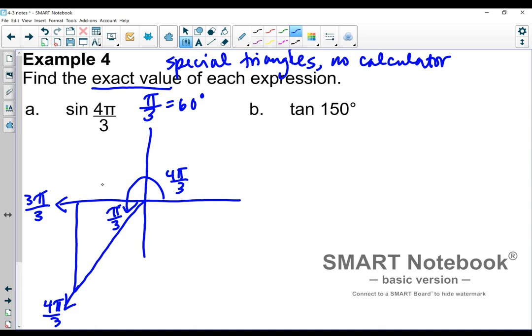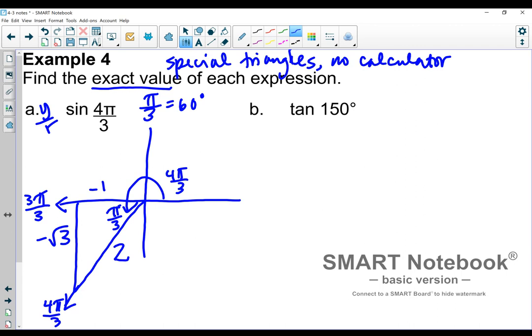So across from the 30 is a 1. The hypotenuse would be a 2, or radius. And then my other side is square root of 3. And then I do need to add in negatives to reflect what's going on here. So it's a -1, a negative square root of 3, and a +2. And then I'm trying to find the sine. So my sine is my y over r.